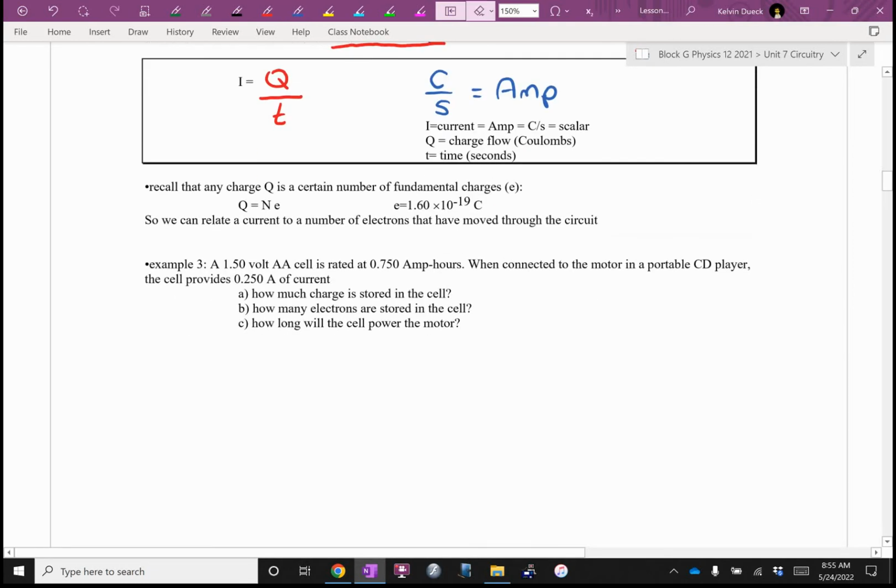By the way, any charge Q is related to a certain number of fundamental charges, electrons, 1.6 times 10 to the negative 19, negative if it's an electron, positive if it's a proton. So you can actually, from the current, figure out how many charges have moved through a circuit in a given time.